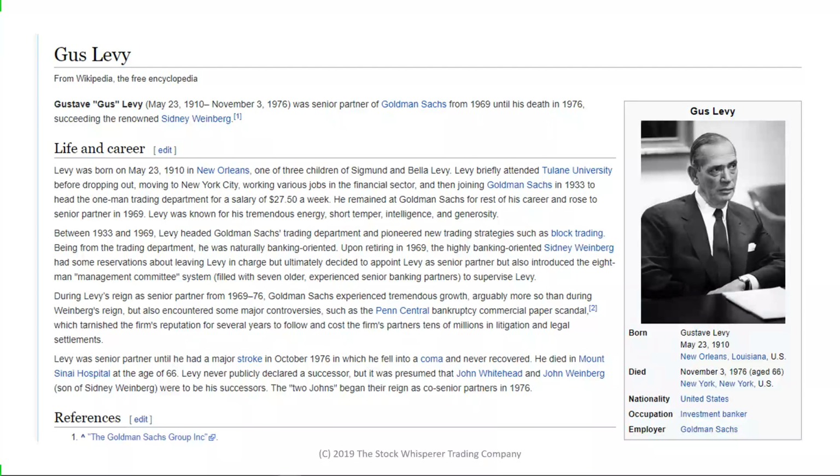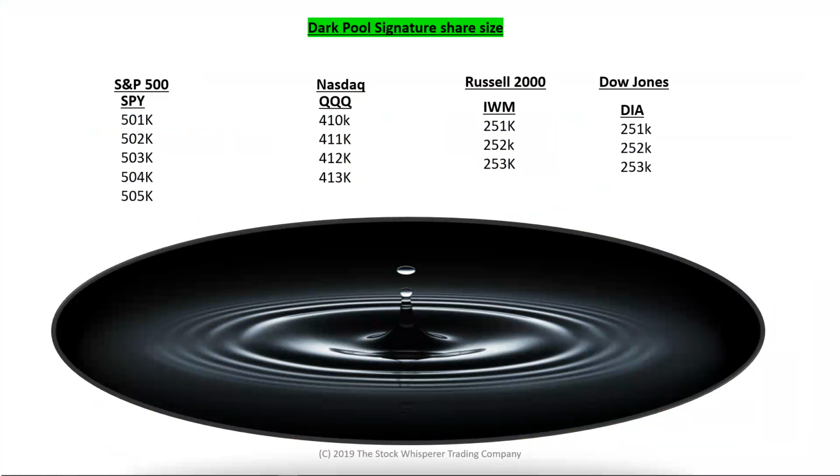Senior partner, Goldman Sachs, from 1969 until his death. Levi, huh? You know what he did? He headed the trading department and pioneered new trading strategies such as block trading. So you tell me, is that a coincidence or what? Yeah, block trading. I know, it's crazy. It's ridiculous. There's so many other things I can't tell you guys, but this is one of them. There's some crazy stuff that goes on behind the scenes.